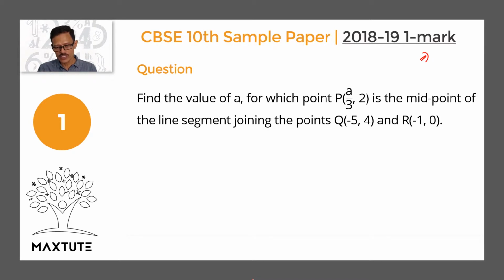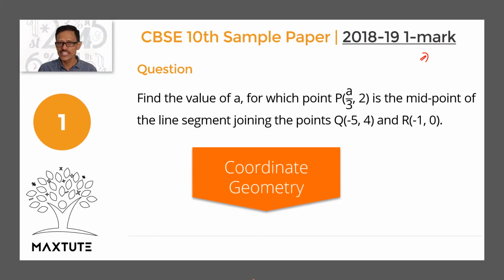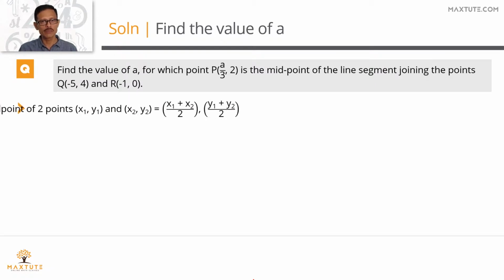Find the value of A for which the point P, whose coordinates are A by 3, 2, is the midpoint of the line segment joining the points Q and R. Coordinates of Q are minus 5, 4. Coordinates of R are minus 1, 0. Coordinate geometry question, very easy one, should take us about a minute to complete. The only concept required is knowing the midpoint formula.